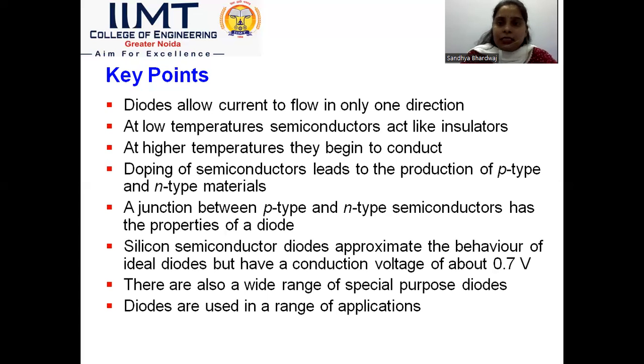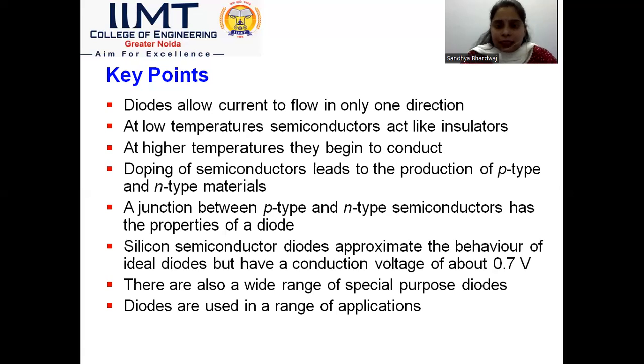If we increase the temperature, we are talking about the semiconductor, because a diode is made of semiconductor material. So at 0 degrees temperature, it acts as an insulator. If we increase the temperature, at high temperature they begin to conduct electricity, because when we raise the temperature, the electrons get enough energy to move from the valence band to the conduction band.